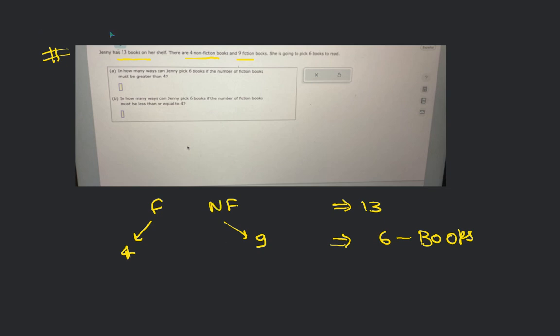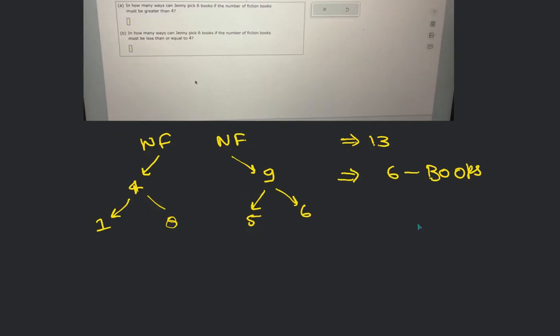That is fiction and that is non-fiction. That's why, because we have a total of four non-fiction and nine fiction. So in that case, that will be five and six, right? Yes, 5 and 6. And if it is five, this will be one, and if it is six, this will be zero, right? Yes. Got it.